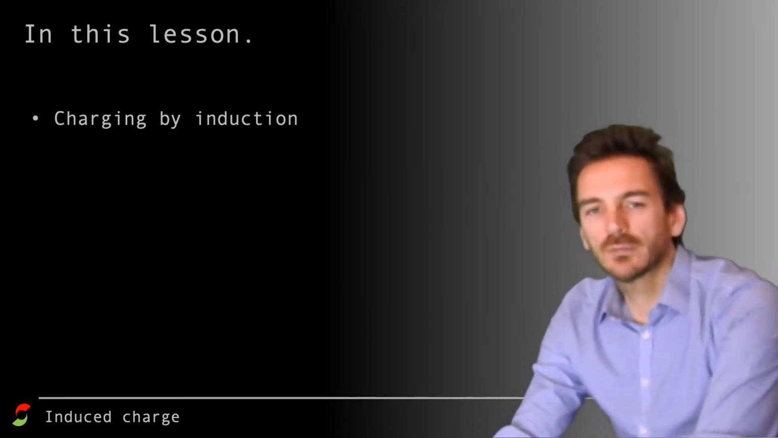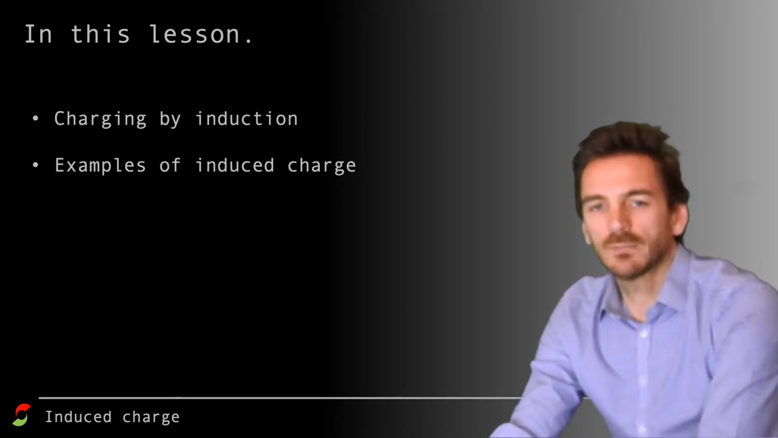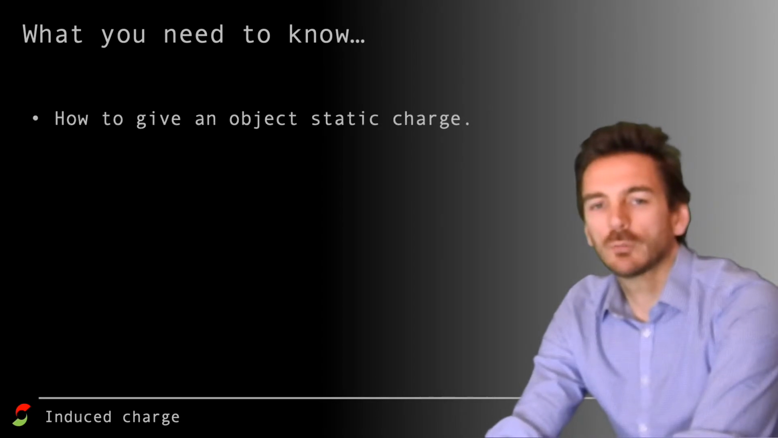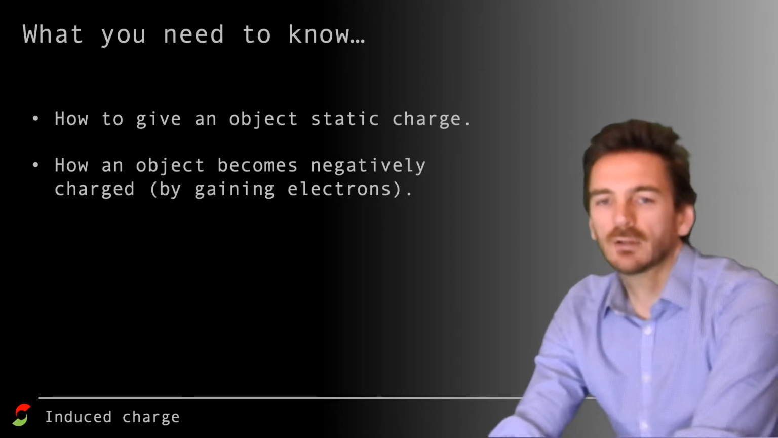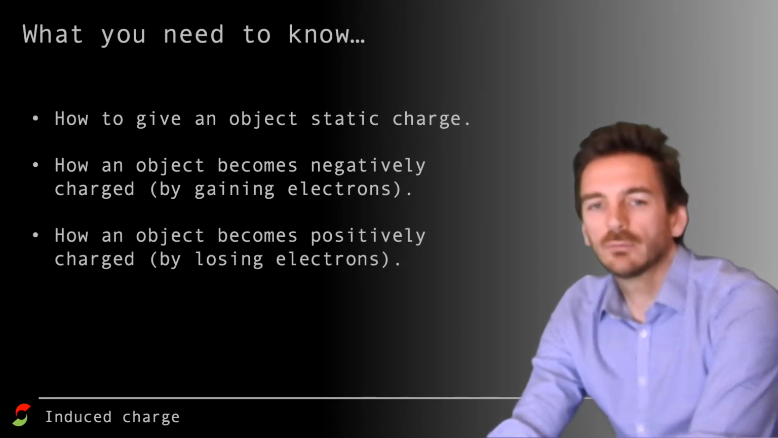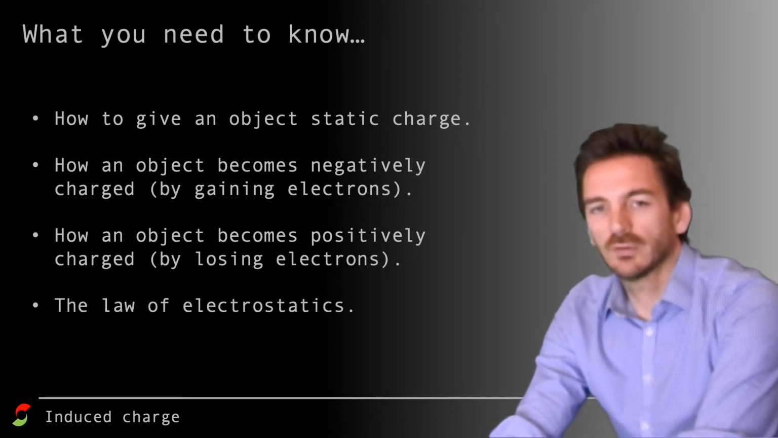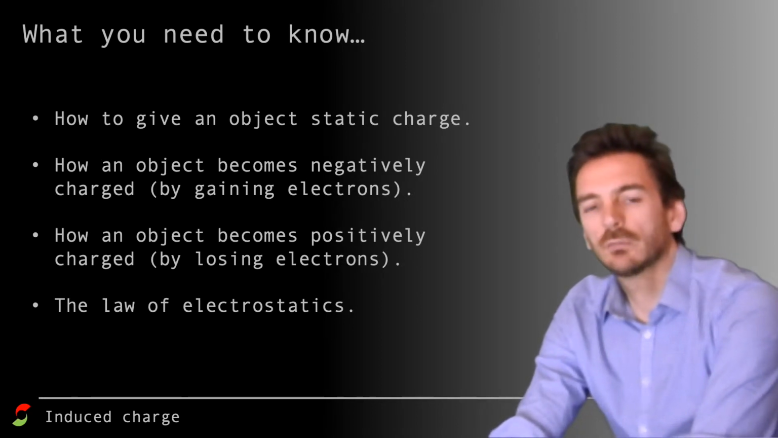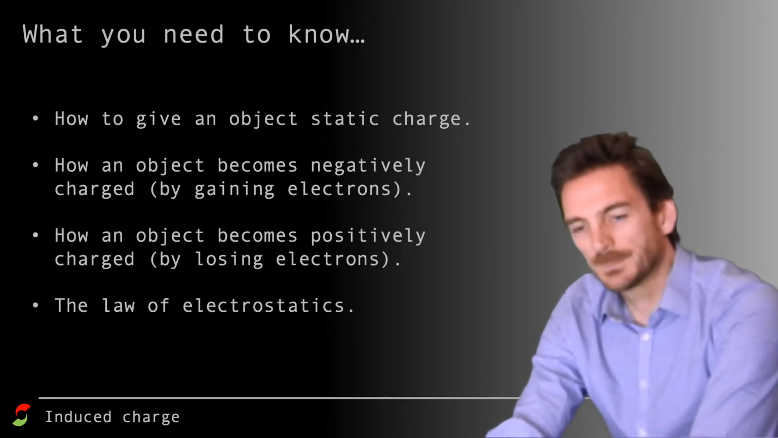So this time we're going to be looking at induced charge, and we're going to be looking at a few examples of objects being given an induced charge. It'd be really helpful for you to know how to give an object static charge by friction and rubbing, and also know that when objects gain electrons they become negatively charged, and when they lose electrons they become positively charged. And also know the law of electrostatics, which is like charges repel and opposite charges attract. If you're not sure about any of those, do check out the other video in this topic on the channel, to help you get up to speed with those ideas before we go on to induced charge.